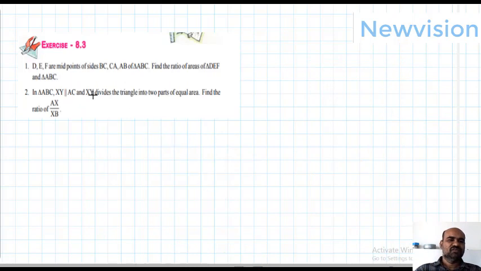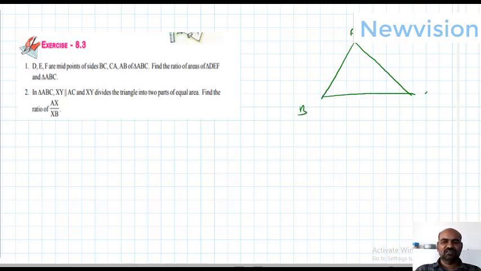So next, 8.3 first problem. D, E, F are the midpoints of sides BC, CA, AB of triangle ABC. Then find the ratio of areas of DEF and ABC. This already completed in 9th standard. So that is one thing. ABC is a triangle. Okay, D, E, F are the midpoints. Okay, if you join this, so what happened then? So this divides the total triangle into 4 congruent triangles, means all are having equal area.